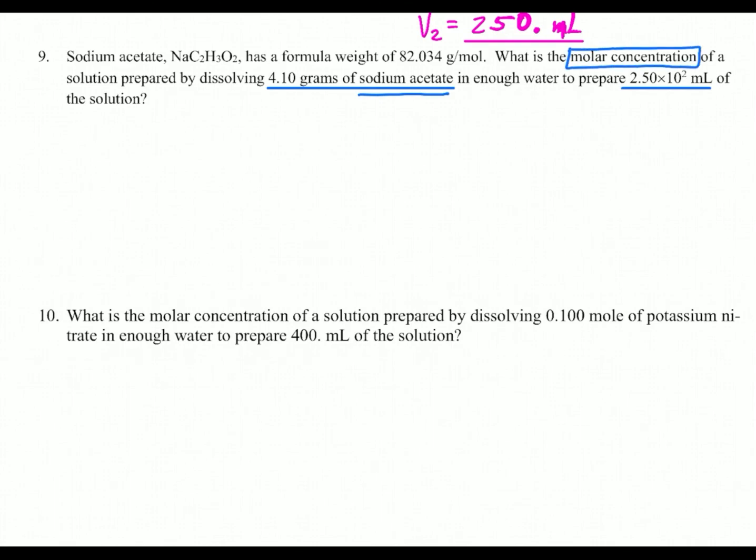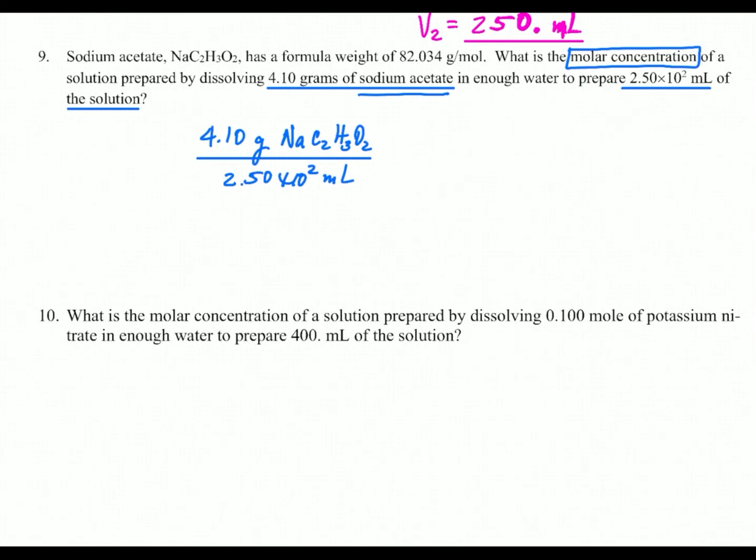So get rid of all the extraneous words. How many grams you have, what the total volume is going to be. So it's giving you exact numbers you need. So you're going to say 4.10 grams of NaC2H3O2, and that will be dissolved in 2.50 times 10 to the second milliliters.